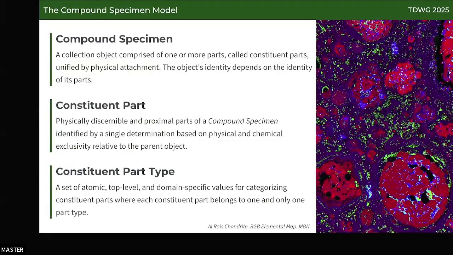So to define these things, a compound specimen is a collection object comprised of one or more parts, unified by physical attachment, and that object's identity depends on the identity of its parts. What is a constituent part? Well, it's a physically discernible and proximal part of a compound specimen, identified by a single determination based on physical and chemical exclusivity relative to the parent object. And then each part has a part type, belonging to one and only one part type, and those are a high-level set of atomic domain-specific values for categorizing constituent parts: rock, mineral, ore, meteorite, these sorts of high-level things. Each one belongs to one and only one.